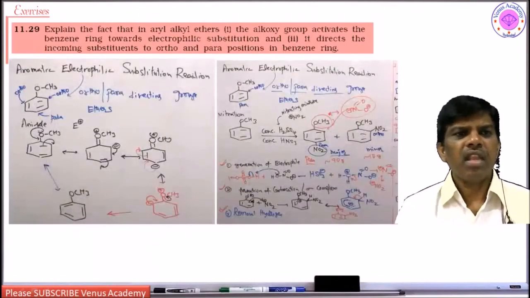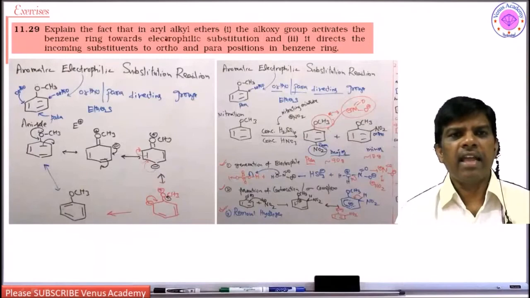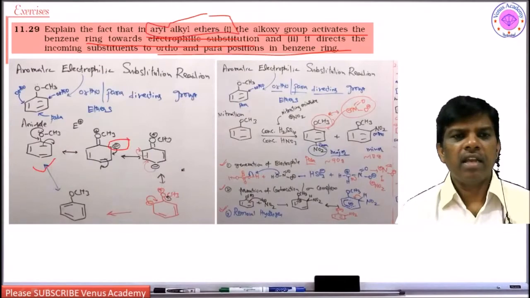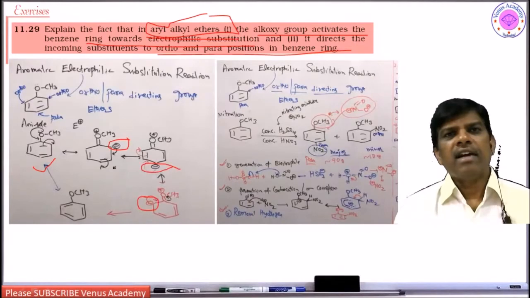Next, explain the fact that in aryl alkyl ethers, the alkoxy group activates the benzene ring towards electrophilic substitution, and it directs the incoming substituents to the ortho and para positions in the benzene ring. So in alkyl aryl ethers, what is going to happen? It is very simple, students. If I write the resonance structures, the ortho position is getting a negative charge, the para position is getting a negative charge, and this is also an ortho position. So ethers are ortho para directing groups.